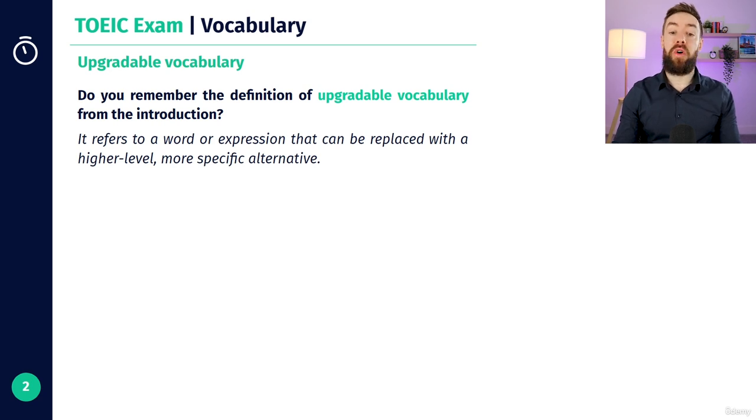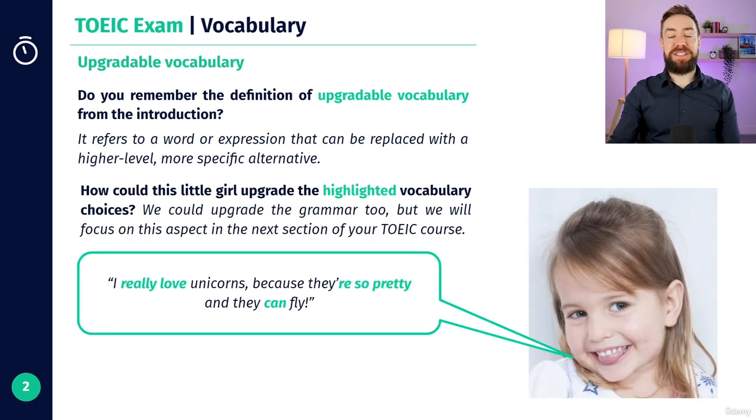So, it's a word or an expression that can be replaced, can be changed for a higher level or more specific alternative word. For example, instead of maybe the word bad, we could say the word terrible or frightful or awful or atrocious. So let's do a little example.